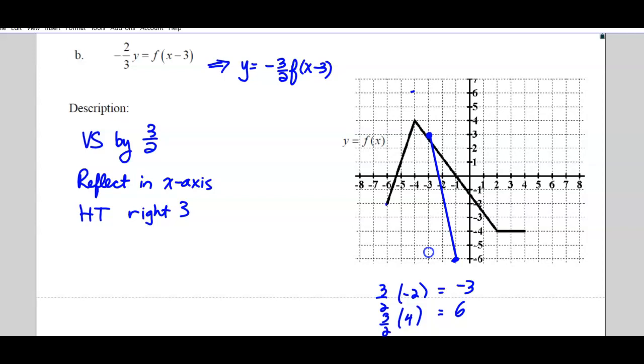This was my first point, this is my second. So now when I get my third, I'm going to join it to this one, not that one, right? So now this point here, y value is negative 4. Multiplied by 3 over 2 gives you negative 6. Reflect in the x-axis will be positive 6. And then to the right 3.